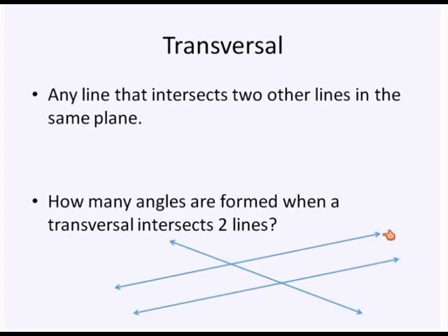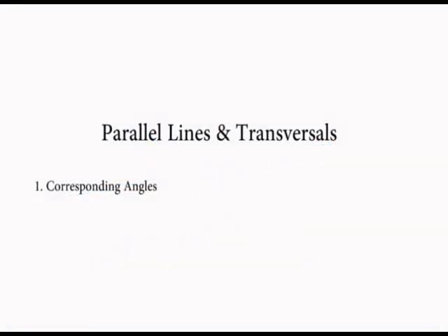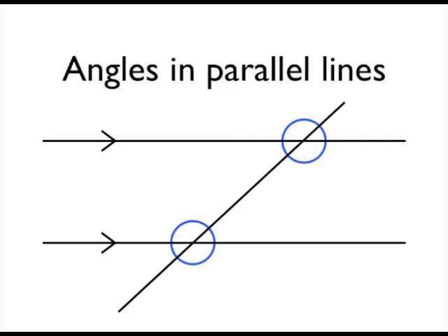So we have two parallel lines and a transversal cutting them, and we have a group of angles all over here. Specifically, there are 8 angles formed. Let us look at the features of these angles. We start with corresponding angles. Again, here are the two parallel lines and the transversal. The blue circles indicate the angles formed.